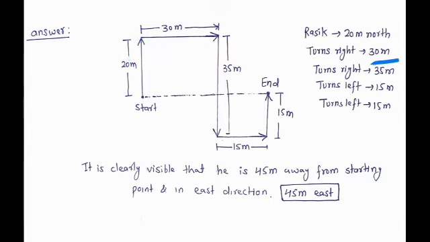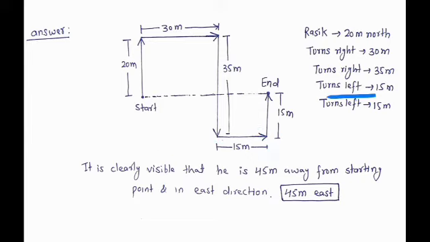And he moved 30 meters. So let's suppose this is 30 meters. If you are moving towards east, again your right turn will be towards south, your left turn will be towards north. So he took a right turn and moved 35 meters. From this point the right turn will be towards south, and let's suppose this is 35. If you are moving towards south, your left turn will be towards east again. Right turn will be towards west.